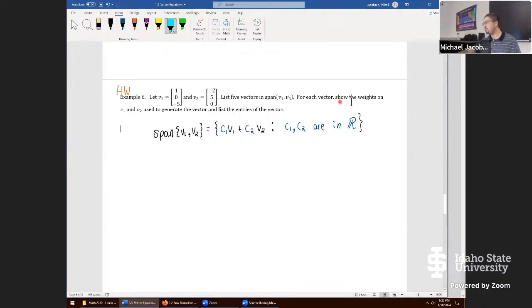When it says for each vector, show the weights, this is one of the words our author uses that's synonymous with another word, but he's referring to c1, c2. So in other words, in this course, weights is synonymous with scalars. It's not a bad choice for a word because it's a weight you're putting on a vector v1, so it's kind of visual by using that, but it becomes a distraction since we typically say scalars. So the weights on vectors v1, v2 used to generate the vectors and list the entries of the vector.